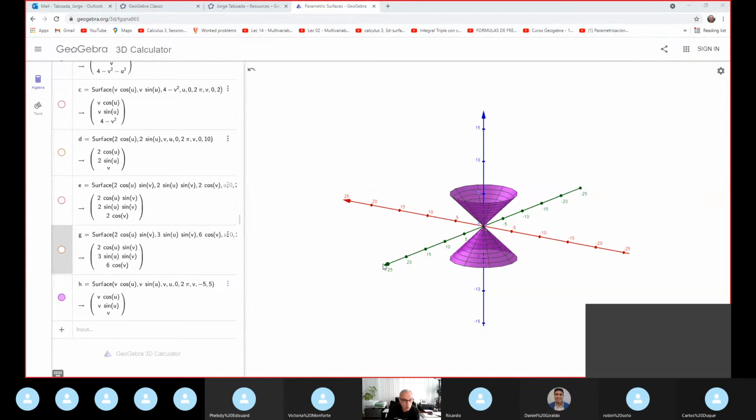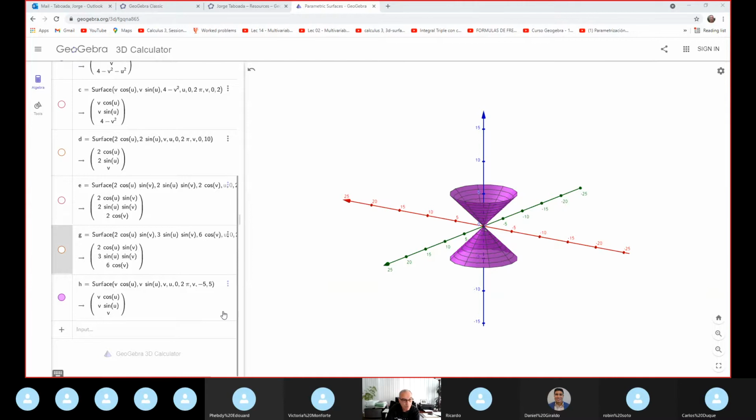Look. In this part, I'm using V and U again. I don't know why. However, you can use theta in GeoGebra, because on the keyboard we have theta. Look at the equation. The equation is Surface, open parenthesis, V cosine U, comma, V sine U, comma, V, comma, U. And you declare the domain. U is from 0 to pi, and V is from -5 to +5.